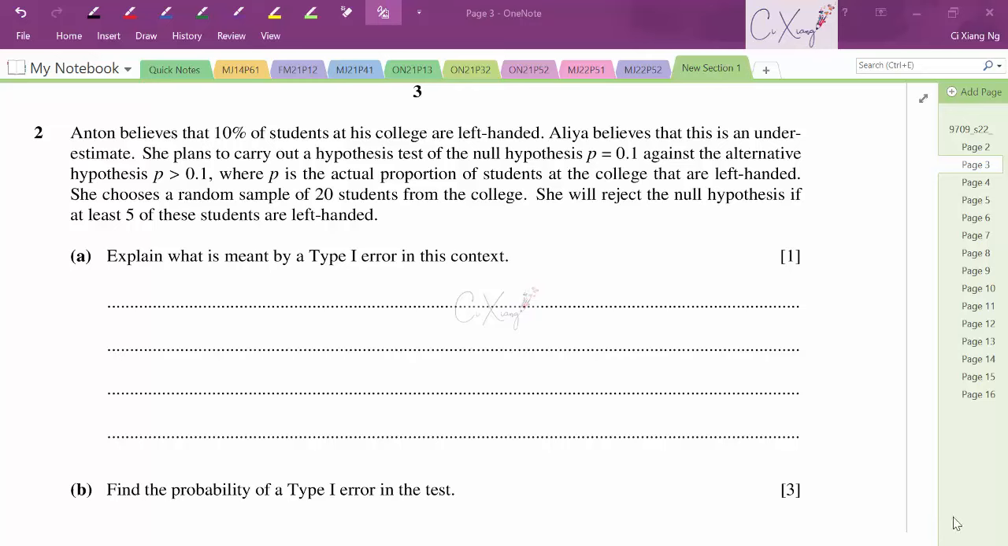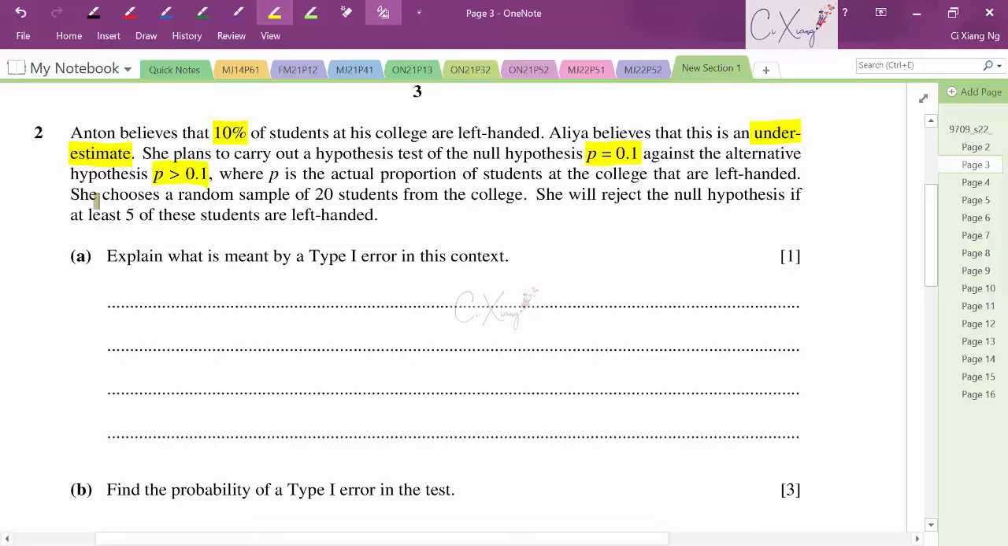Okay, so question number 2. Anton believes that 10% of the students at his college are left-handed, 10% of them. Okay, so Aliyah believed that this is an underestimate. So underestimate is actually the keyword to help us to form the alternative hypothesis. All right, so she plans to carry out a hypothesis test where the null hypothesis is p equals 0.1 against the alternative hypothesis, which is p greater than 0.1.